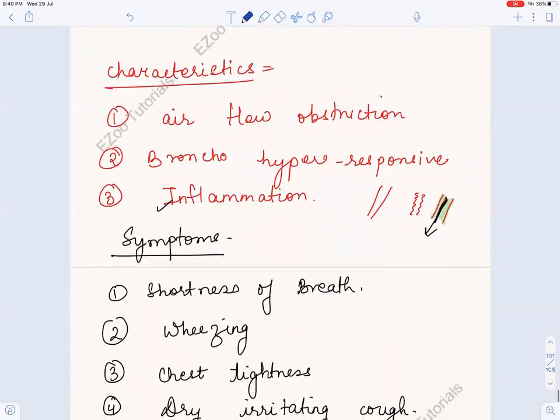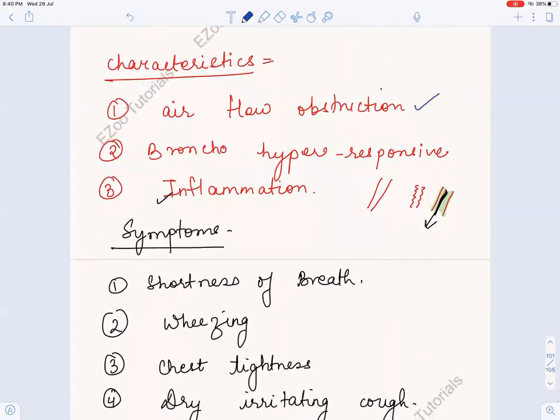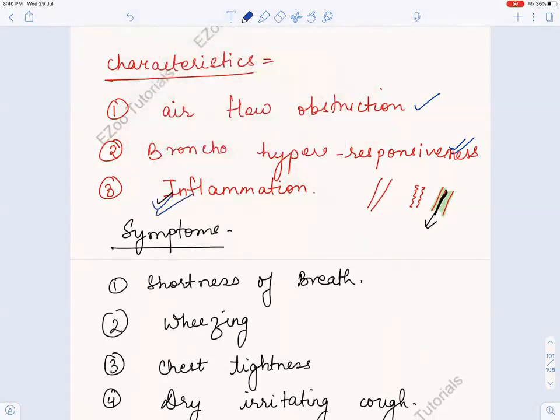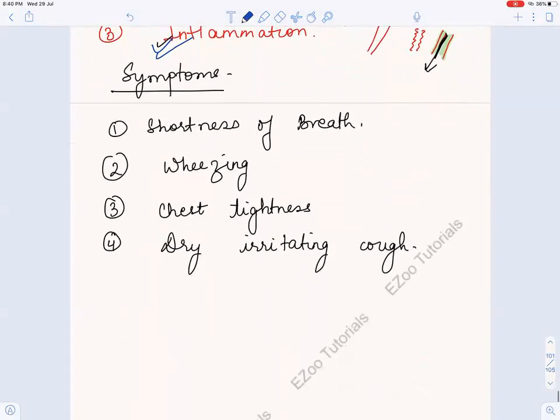So now there is airflow obstruction. The bronchus becomes hyper responsive, hyper responsiveness, okay? And there's inflammation. And then I told you about the symptoms: shortness of breath, wheezing, chest tightness, and dry irritating cough. I hope this is clear.